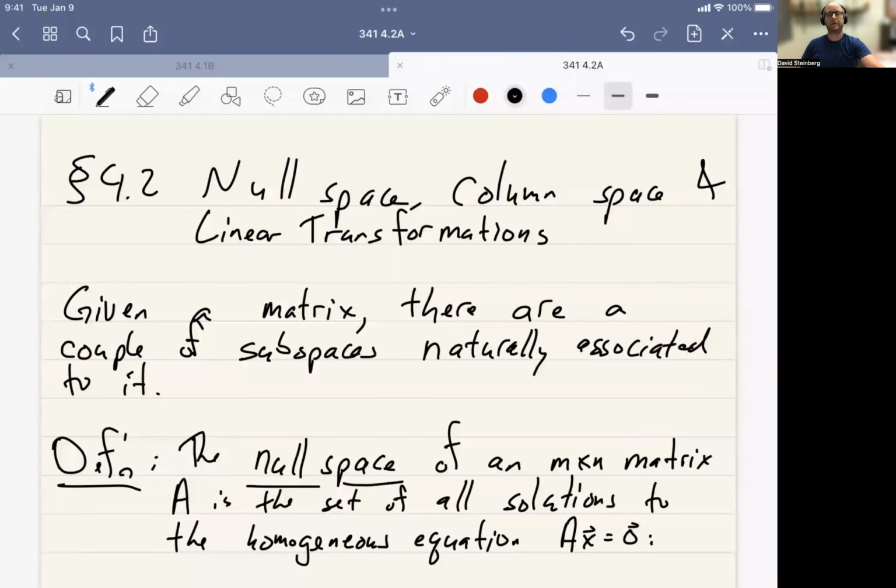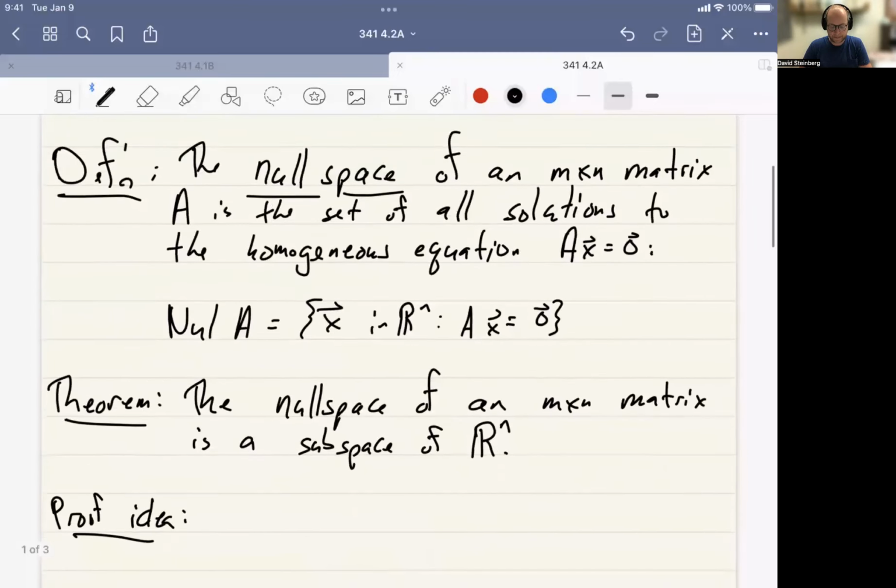Hello, welcome to the first video for section 4.2. Given a matrix, there are a couple of subspaces naturally associated to it. So let's talk about the first one.